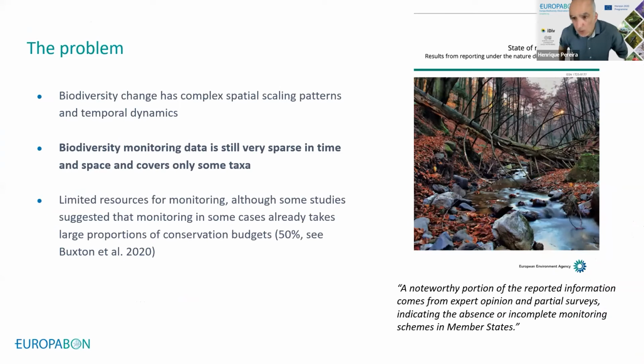Okay, so the problem that was already summarized by Mr. Leinert is that biodiversity monitoring data is still very sparse in time and space and covers only some taxa. The most recent State of Nature assessment in the EU from 2019 had a revealing paragraph where it says a noteworthy portion of the reporting information comes from expert opinion and partial surveys, indicating the absence or incomplete monitoring schemes in member states.